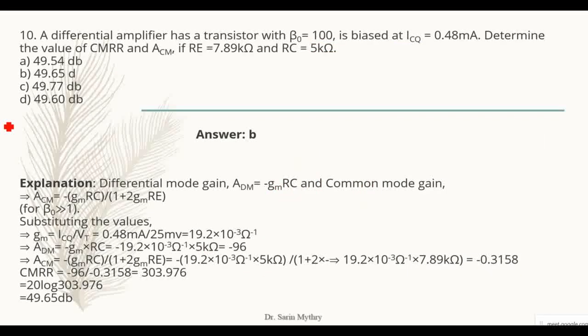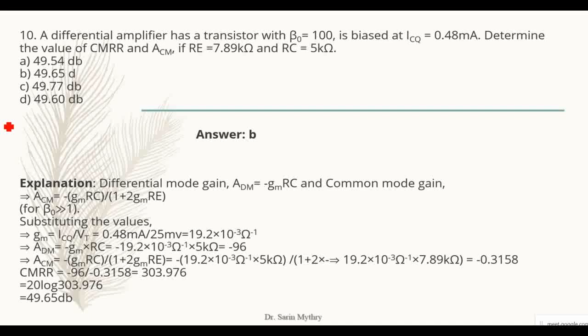So next one. A differential amplifier has a transistor with beta naught equal to 100, is biased at ICQ equal to 0.48 milliamperes. Determine the value of CMRR, common mode rejection ratio, and ACM, common mode gain, if RE is equal to 7.89 kilo ohms and RC equal to 5 kilo ohms. Options are given to us.